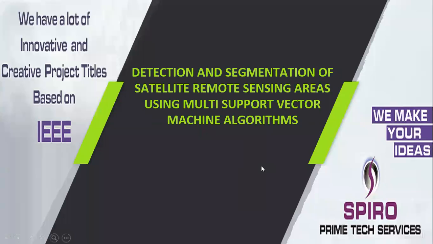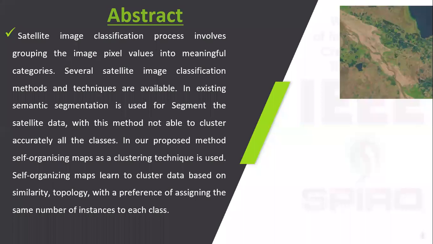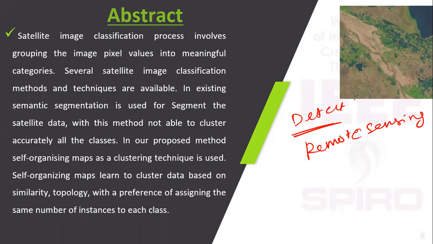Project code ITIMP26. Project title: detection and segmentation of satellite remote sensing area using multi-support vector machine algorithms. So the aim of our project is to detect the remote sensing area. So what is remote sensing?